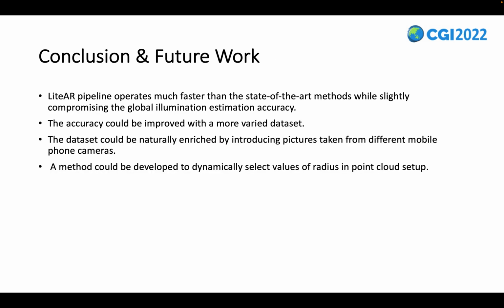In concluding remarks, we can say that we have a pipeline which operates much faster than the state of the art methods. Also, we believe accuracy could be improved with a more varied dataset, and that the dataset could be naturally enriched by introducing pictures taken from different mobile phones in different environments. Also, in the point cloud setup, the radius of the sphere is experimental now. If we come up with a function which can give us the radius of that sphere dynamically, that will bring more realism to the final outcome.